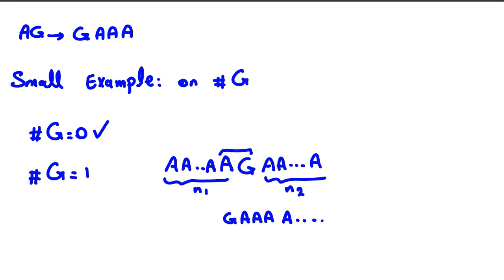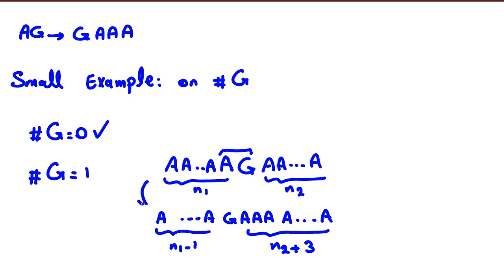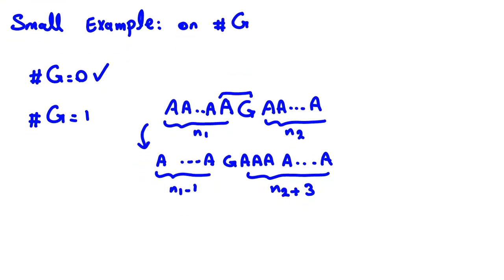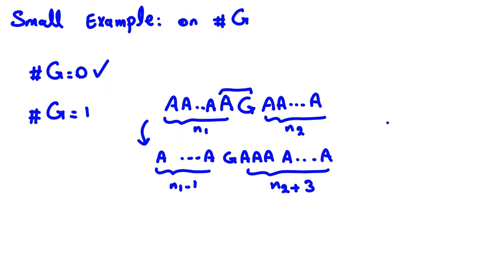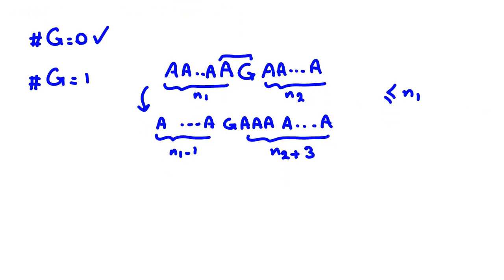So in each step, if I apply this, I change, for example, this AG to G 3 A's. And how many A's are there here? It will be n2 plus 3. And how many A's are left here? n1 minus 1. So with each step, the number of A's before G will decrease by 1. So how many times can we apply this operation at most? Pause the video and find it by yourself in terms of the n_i's. Yes, it is n1, because in each step the number of A's before G will decrease.